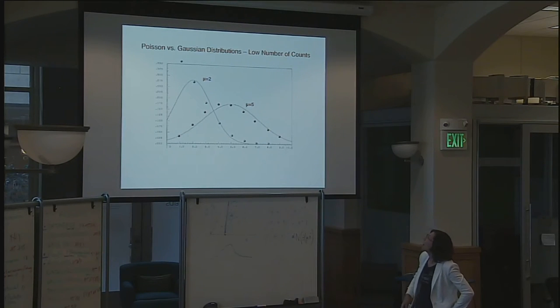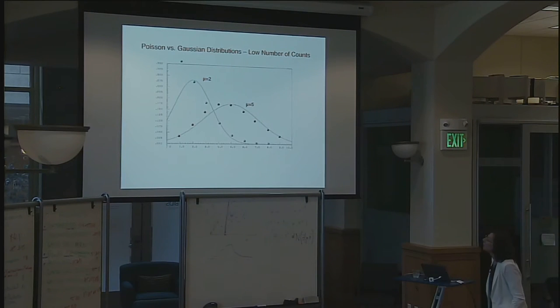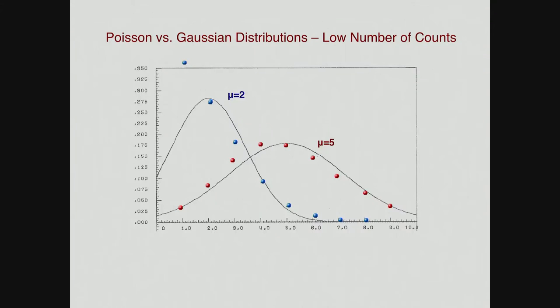So for low count numbers, we rarely have to use the proper Poisson. So these graphs, one graph and then the next one, show the difference. The black curves show the Gaussian distributions with mean 2 and mean 5, and the dots illustrate the Poisson distribution with rate 2 and rate 5. And you can see that those are very different.